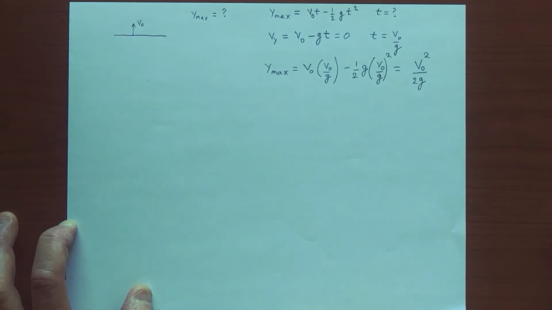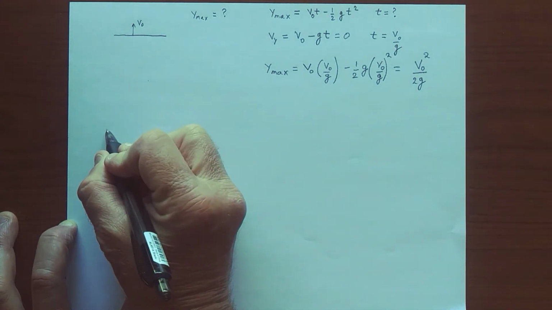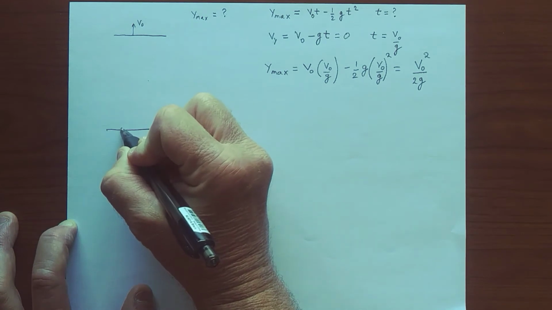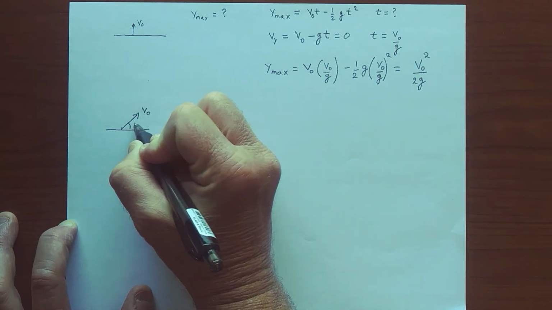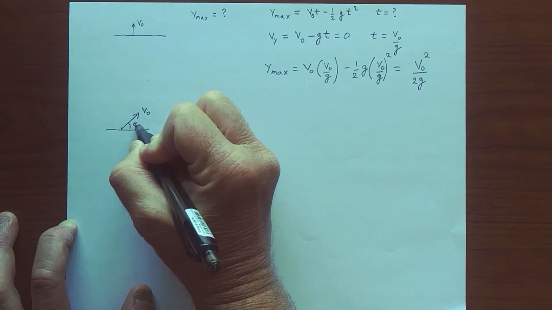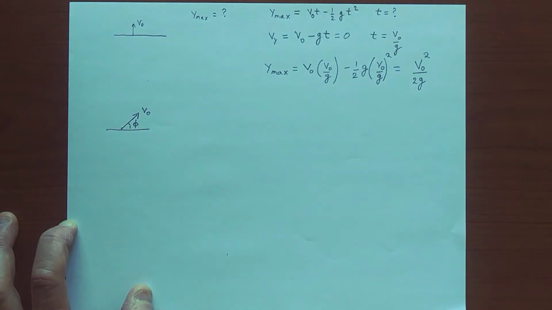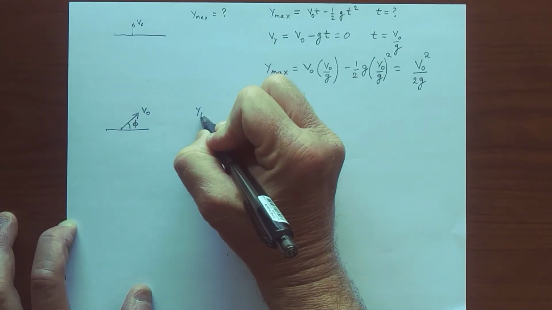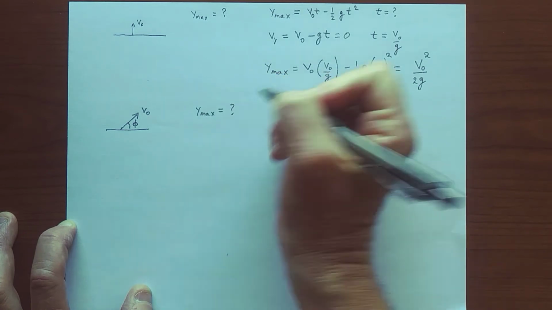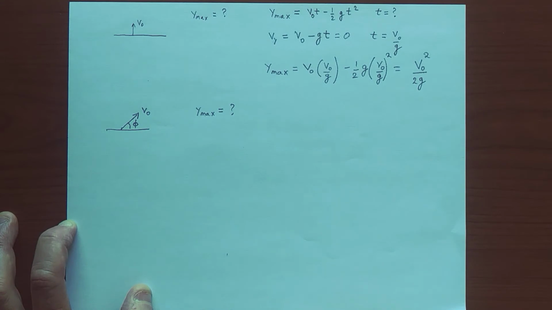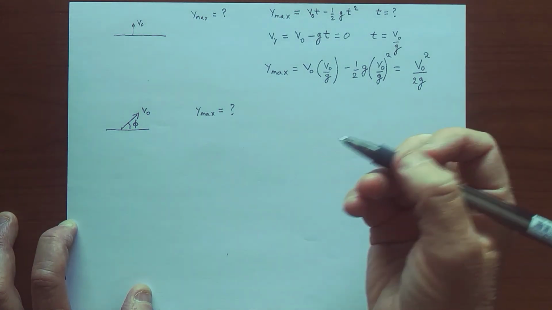Let's do a slightly different version of this problem. So let's say that we launch the object again at a speed v naught, but now at an angle phi, and we ask what is the maximum height, again, y max. So it's the same question. We'll see that the answer requires the same strategy, but with a slight difference.